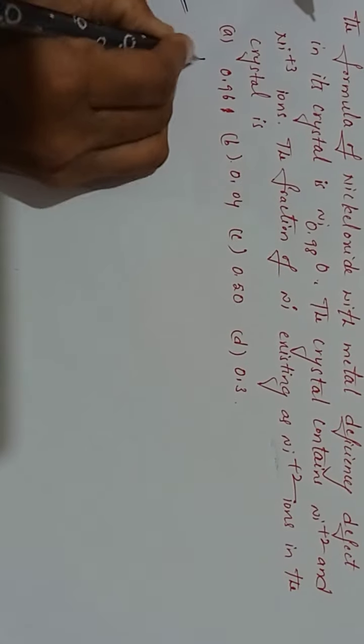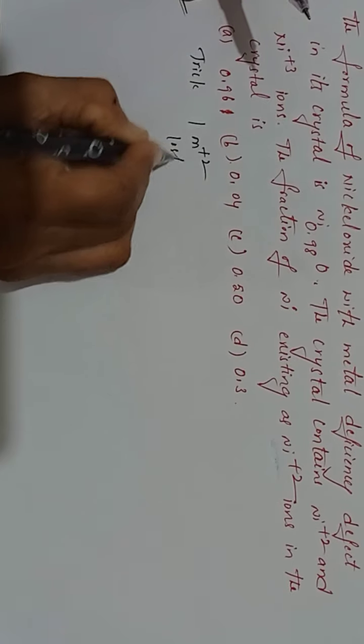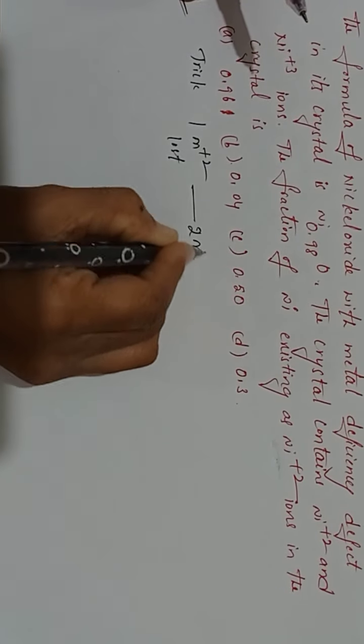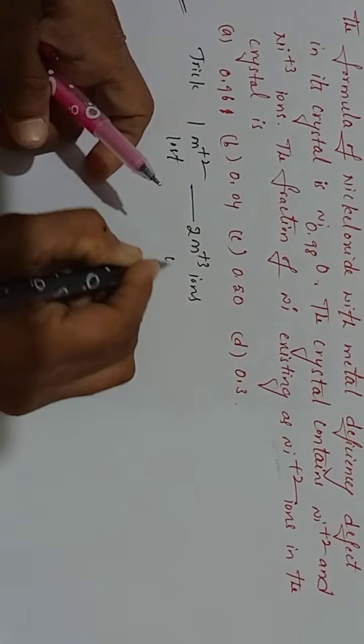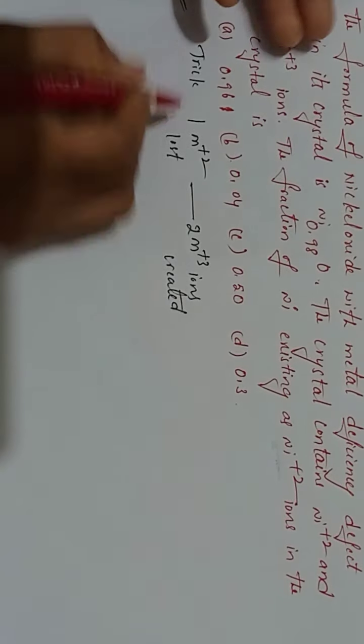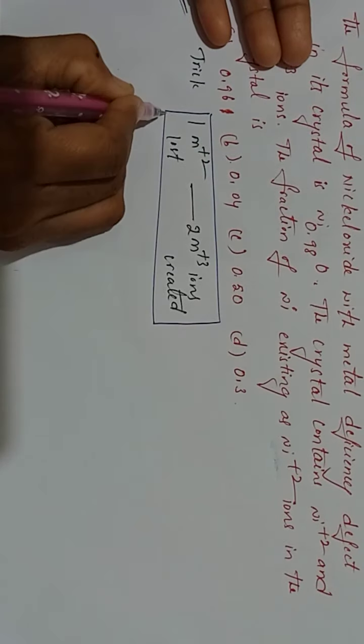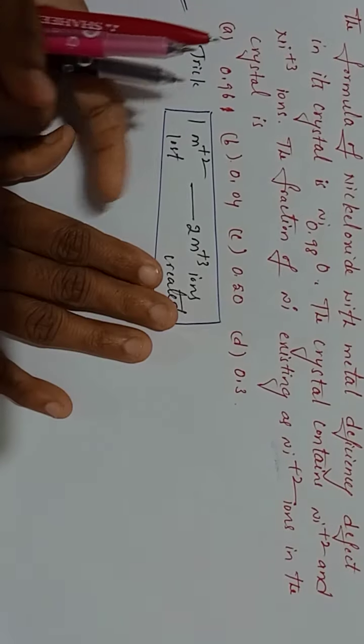Okay, now here also, what is the trick, students? 1 M+2 ion lost creates 2 M+3 ions. Clear this one? 2 M+3 ions created. Just remember this trick, then you can find easily whatever the problem given. Okay, now this one we can solve.